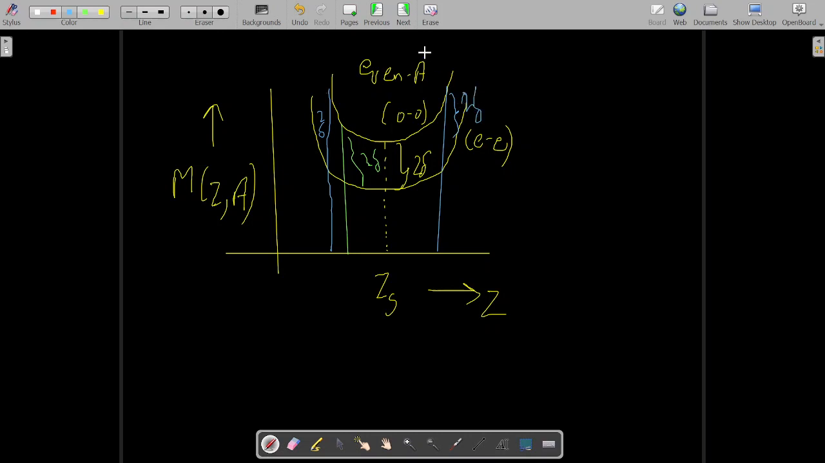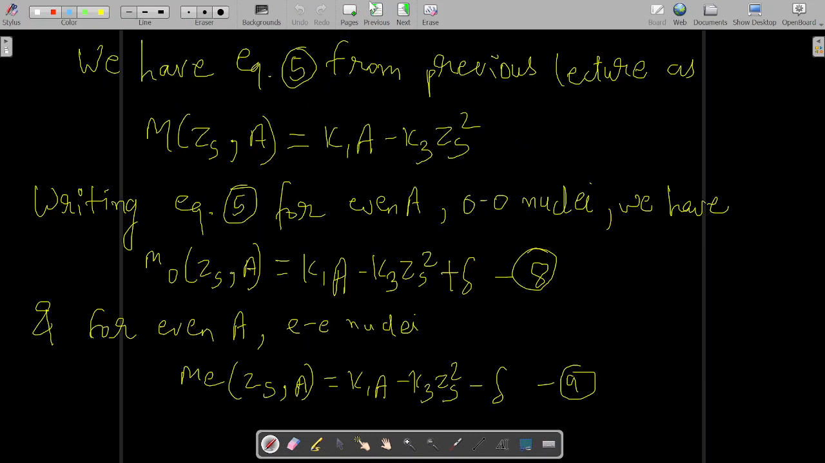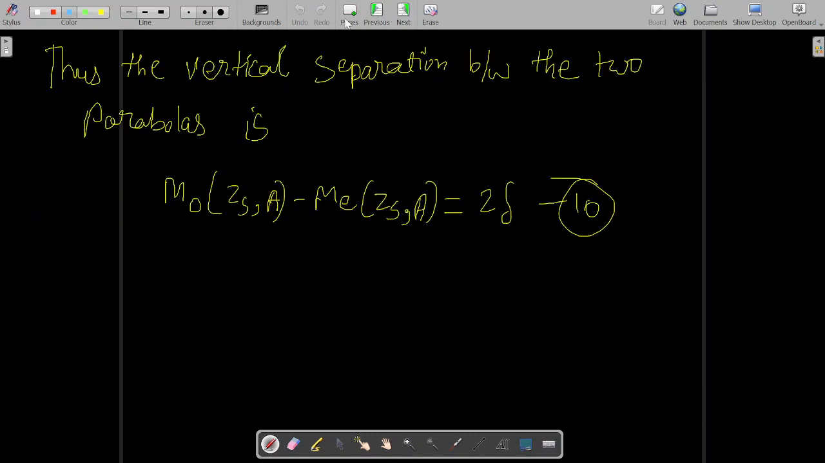Okay, so this is the thing. Thus the vertical separation between the two parabolas is m odd for odd, where the mass is there, and for even the mass is there. We will subtract from odd the even mass.